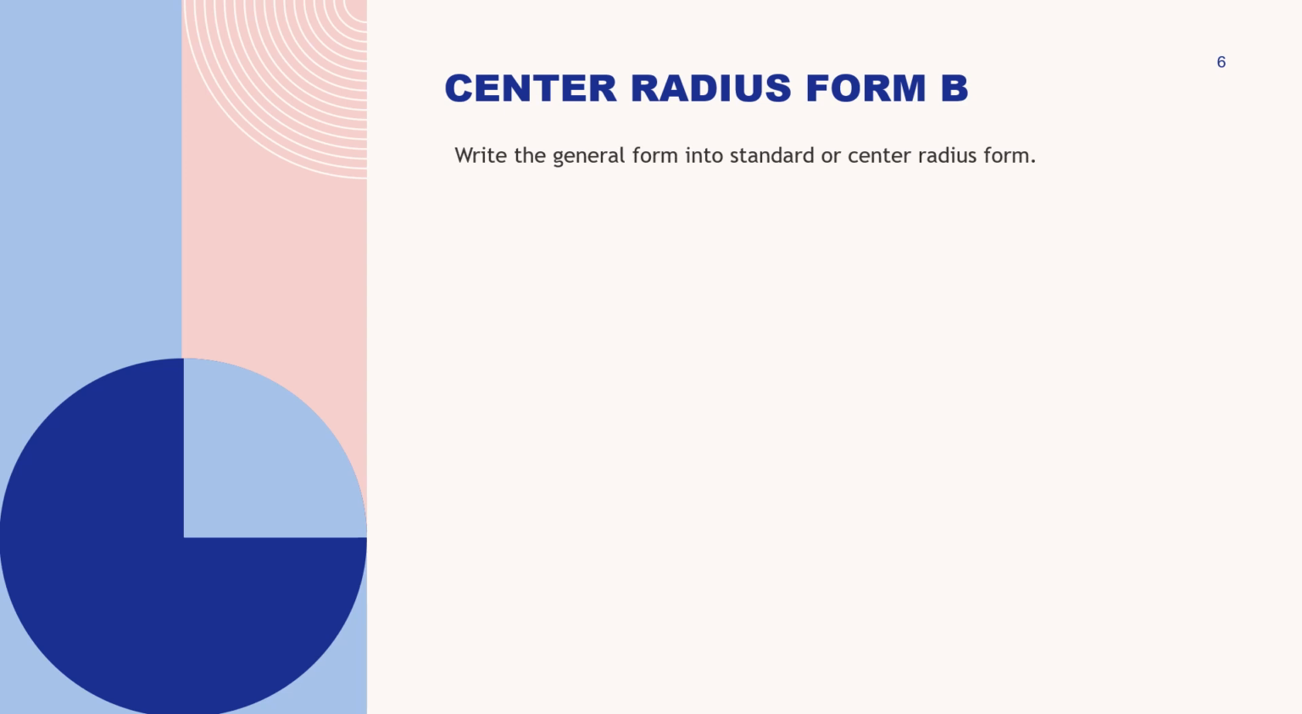Next is the center radius form. Now we will write the general form into standard form or radius form of a circle. So how could we transform the equation of the circle from general form to standard form? Example, we have here the general form x squared plus y squared plus 8x plus 2y plus 16 is equal to 0. And we will transform this general form into standard form.